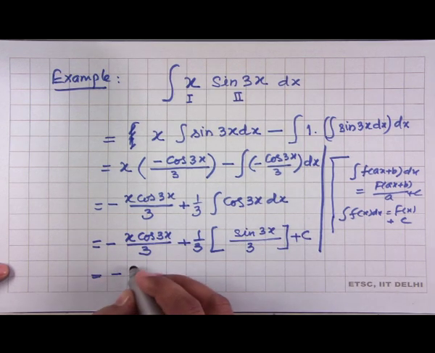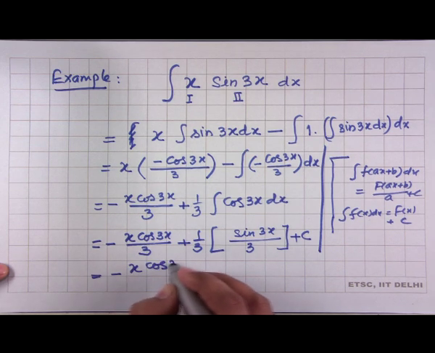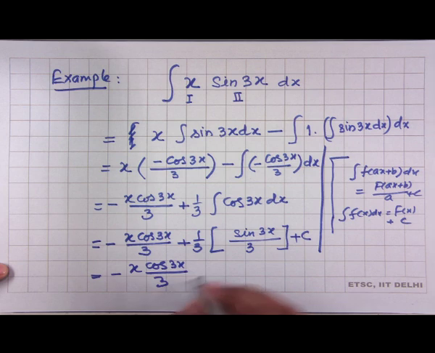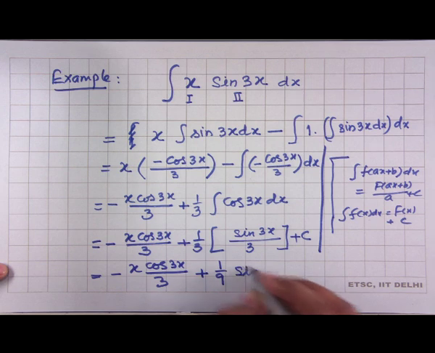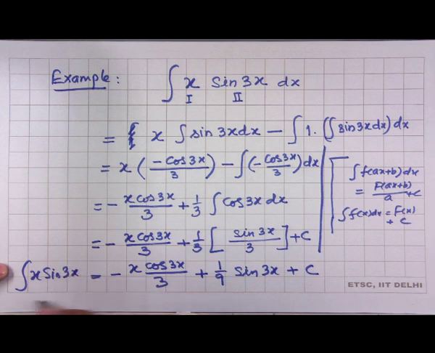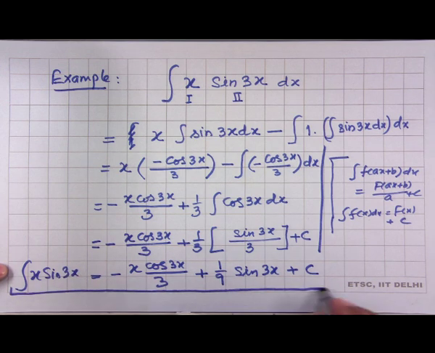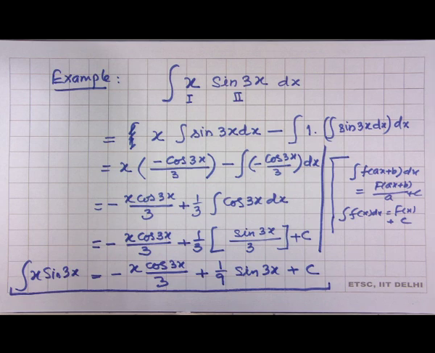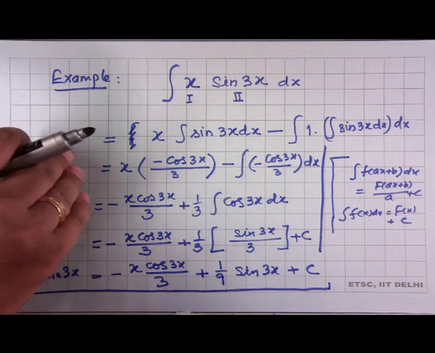So, it becomes minus x cos 3x by 3 plus 1 by 9 sin 3x plus the constant of integration. So, integration of x sin 3x is this. Now, can we continue with the similar process?